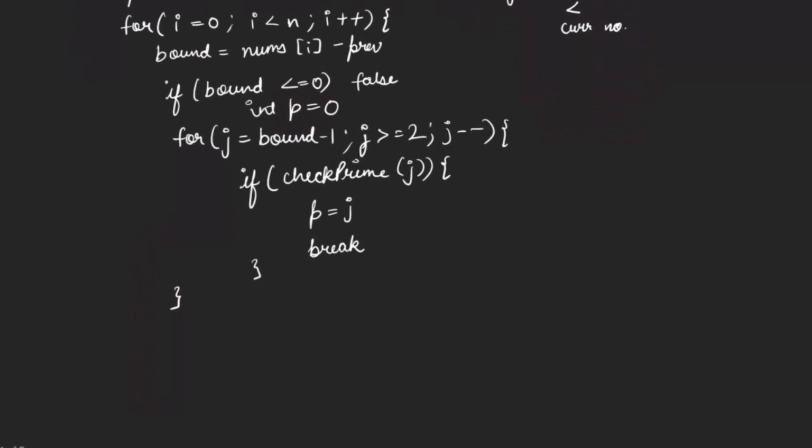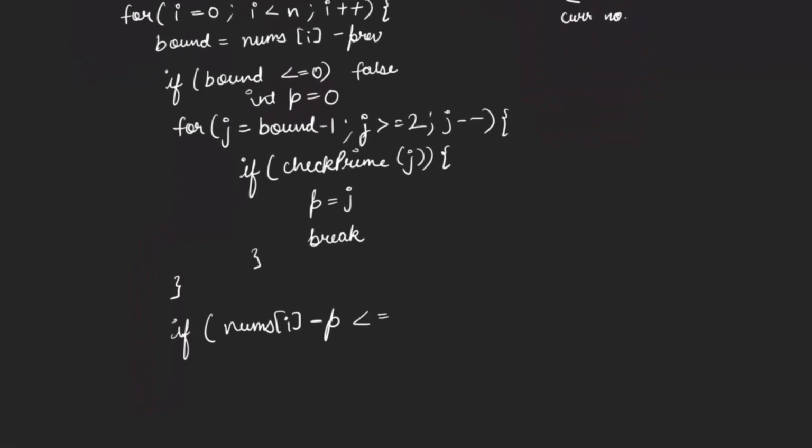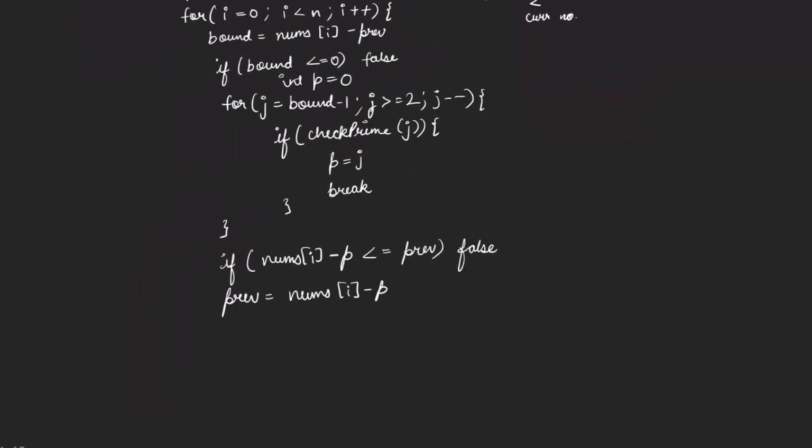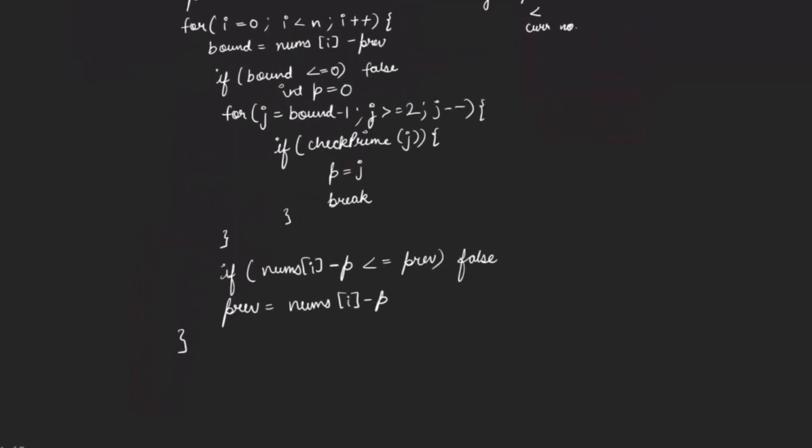Now what you need to check? You need to check if nums of i, which is the current number, minus this largest prime number that we have got, is less than or equal to previous, then that means our array is not strictly increasing. In this case, we will straight away return false. Otherwise, if it is greater than the previous, then we can consider this element, so we will update our previous to nums of i minus p. So this will be our for loop, and at the end, you can simply return true.